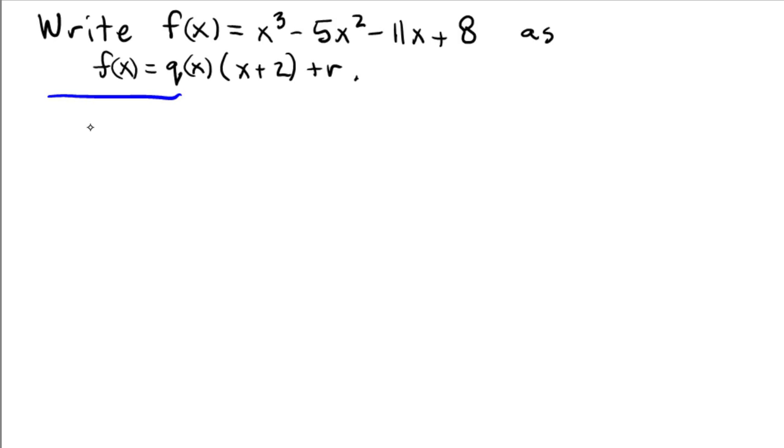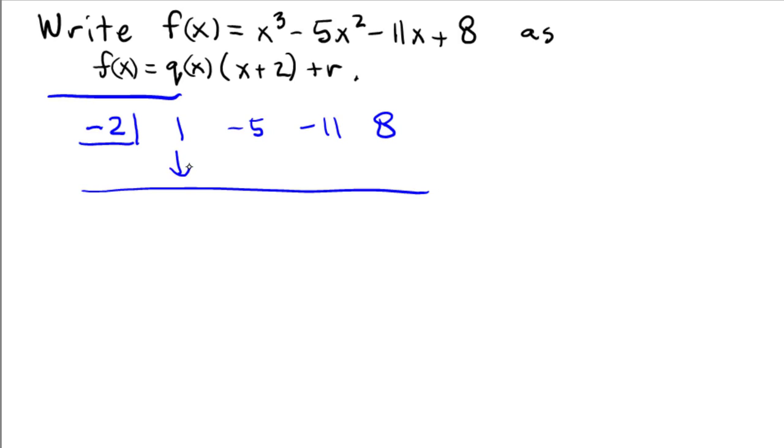So I will use synthetic division here. We're dividing by negative 2, representing the x plus 2 factor, and then the coefficients 1, negative 5, negative 11, and 8. And so when we perform this synthetic division, we see that 1 times negative 2 is negative 2.